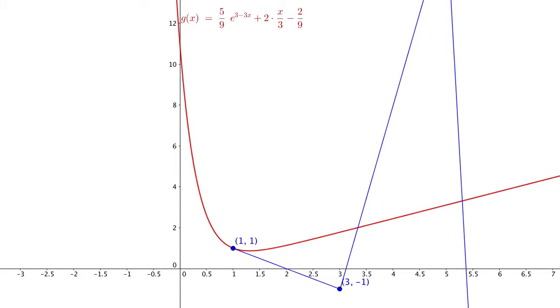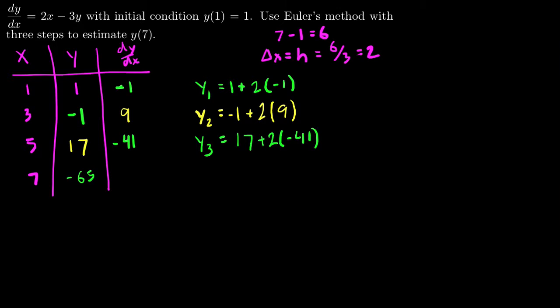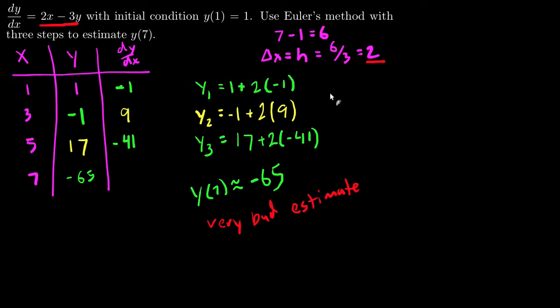Still, we did the process correctly and got our approximation for y of 7 to be approximately negative 65. But this is a very bad estimate, because of how quickly this slope changes when I change x or y by a relatively small amount, and because this change in x is so large. So I will be taking very large x and y steps. That's going to throw this off very quickly.